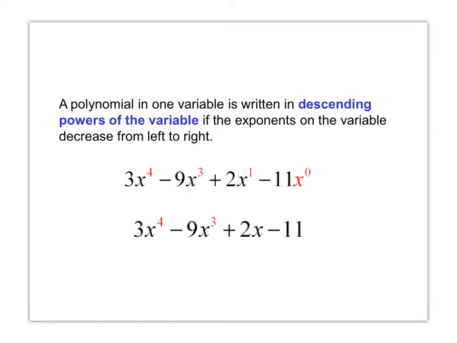A polynomial in one variable is written in descending powers of the variables if the exponents on the variable decrease from left to right. Now our polynomial listed here has powers of 4, 3, 1, and 0. So we say that's written in descending order, although x to the 0 is 1, so it's not necessary to write that last term with an x to the 0 power. You can simply write it as the constant term, and this is written in descending powers.